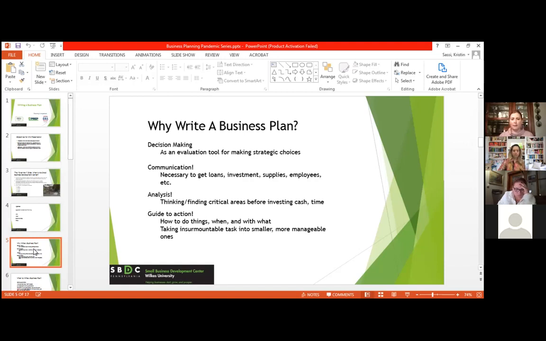Another thing about the business plan is making sure that your employees have their responsibilities down pat. So if something does happen with the business, who exactly is going to take over and try to correct it or fix it before you lose any type of money? So these are just some reasons why we write the plan.